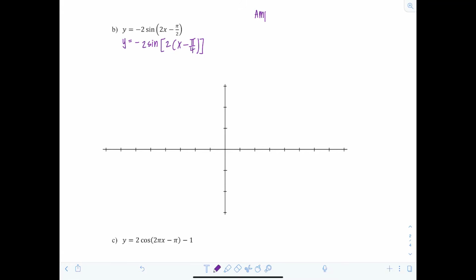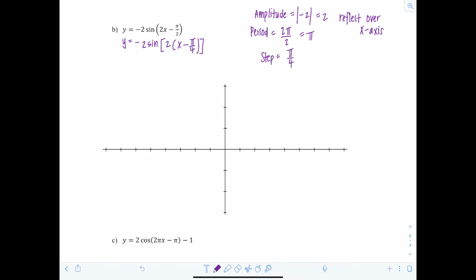So amplitude, that's the absolute value of A, absolute value of -2, which is 2. We're also going to reflect over the x-axis because of that negative sign. The period is going to be 2 pi divided by 2, which is pi. So the step is going to be pi over 4.